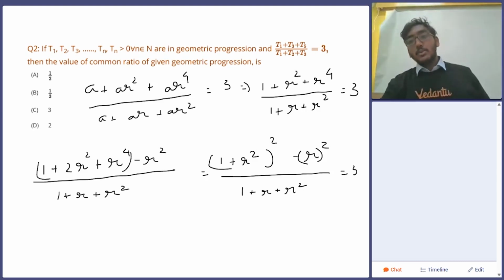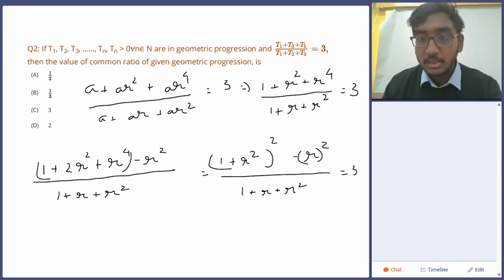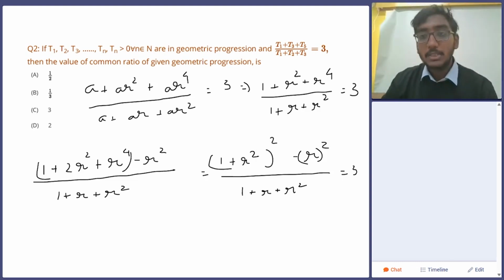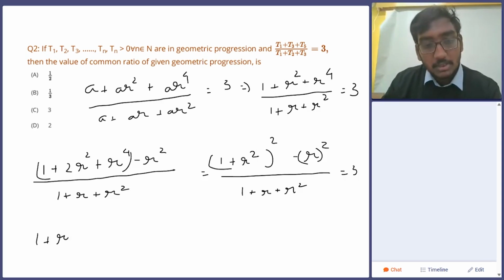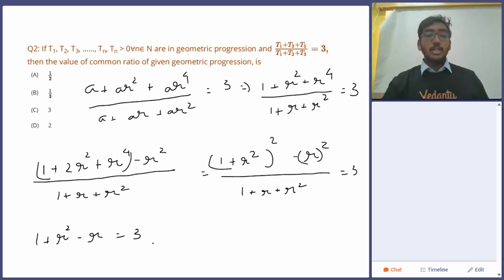So A square minus B square identity you can apply and write as A plus B times A minus B. That A plus B will be what? It will be 1 plus R square. That will cancel with the denominator. The only thing which will be left out is 1 plus R square minus R equal to 3, right? Now what you do is you need not solve it. Just put all these 4 values and check which will satisfy this equation, okay?